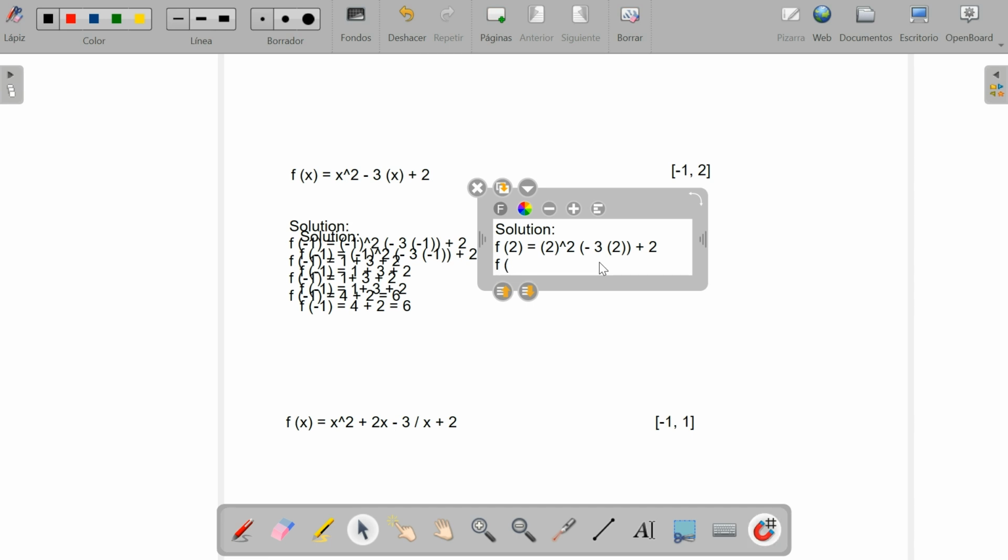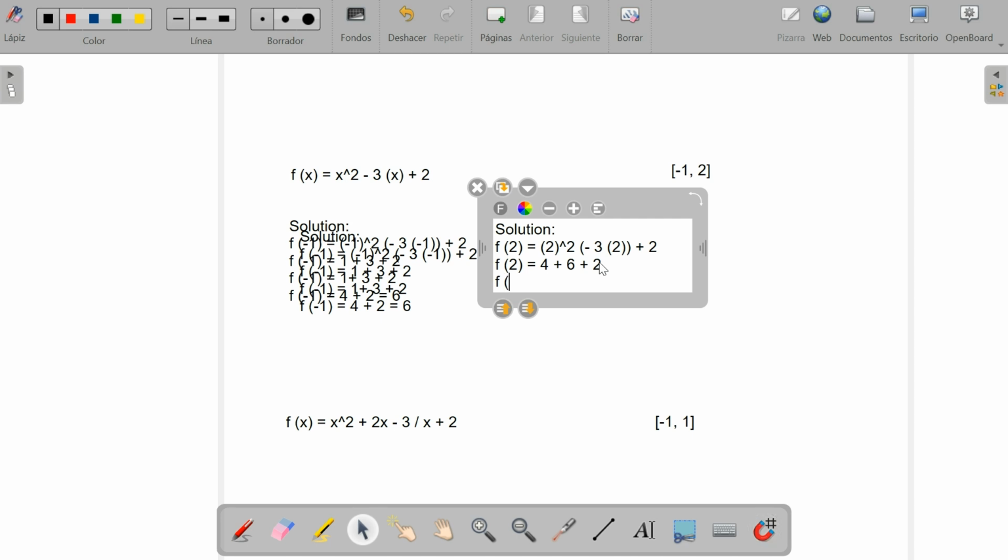Now let's put f(2) equal to 2 exponentially to 2, which is equal to 4, because 2 by 2 is 4. And 3 by 2, even though it's negative, now it's positive because they are different signs, and the 3 is greater than the 2. So it is 3 by 2 is 6 positive, and plus 2.